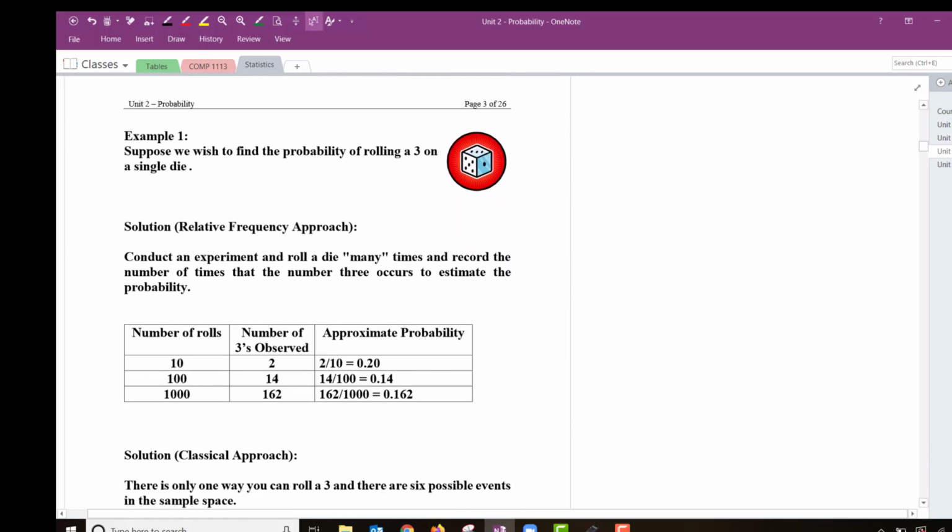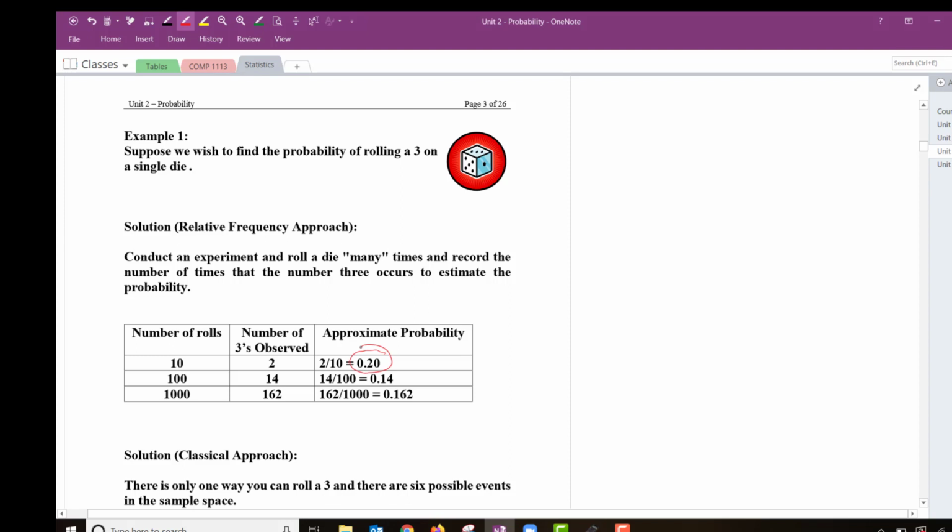I did a little example here of rolling dice. I wanted to know what's the probability of getting a 3 when I roll a single die. So I rolled a die 10 times on my coffee table, and I saw 2 threes in 10 rolls. So I estimate that the probability of rolling a 3 is 20%. And if you want to annoy people in your family, I recommend repeating this experiment.